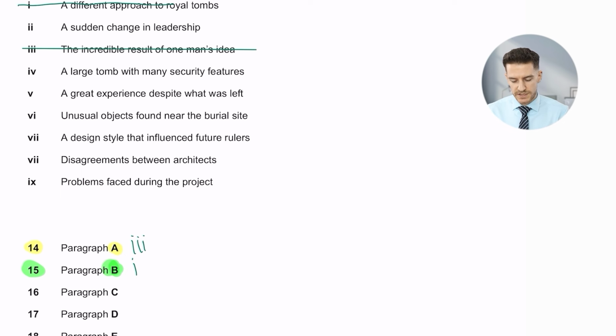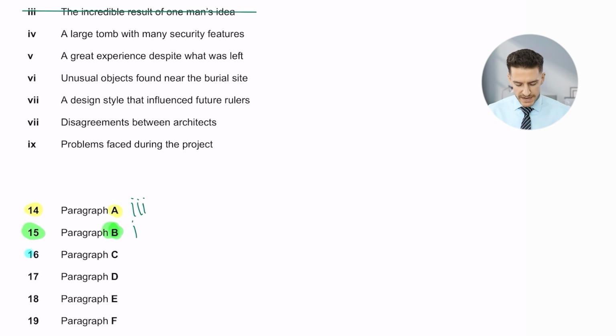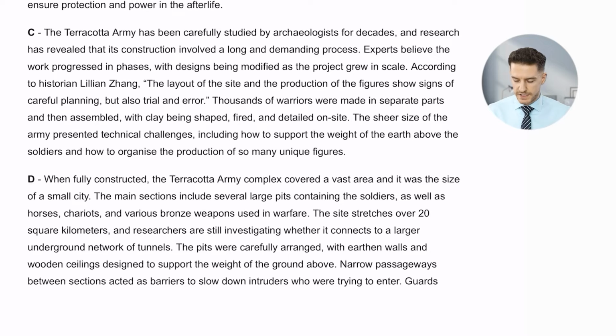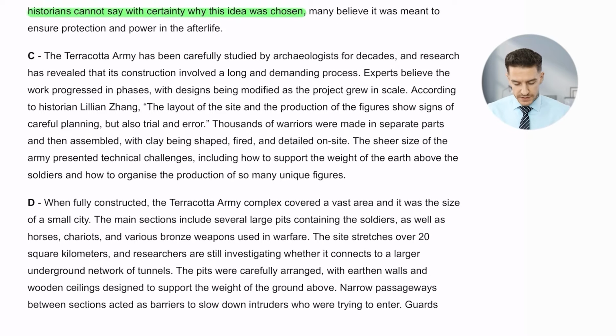So again, we can cross that one out. Now we have fewer headings to choose from when it comes to the next question. Let's move on and have a look at 16 now, which is about paragraph C. Let's go back up to the paragraphs and see if we can find what paragraph C is about. So the Terracotta Army has been studied for decades. That could be important. Its construction involved a long and demanding process. So this paragraph could be about maybe the problems with construction or the challenges that were faced. Experts believe that the work progressed in phases.